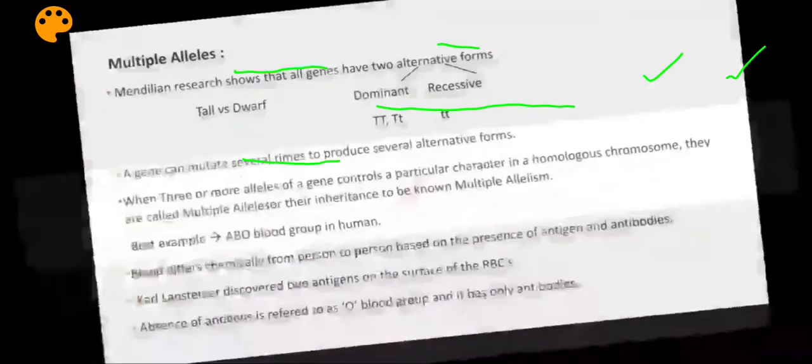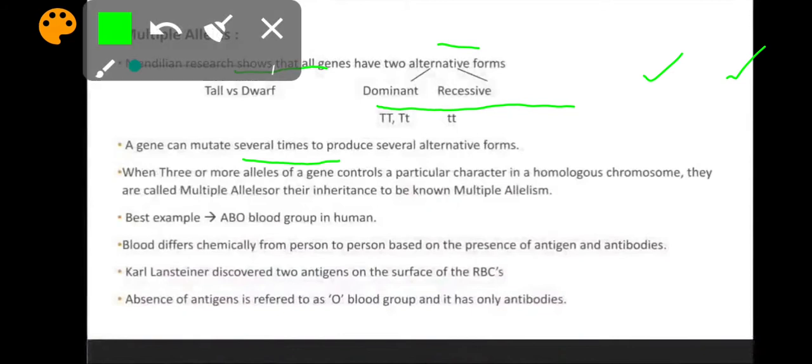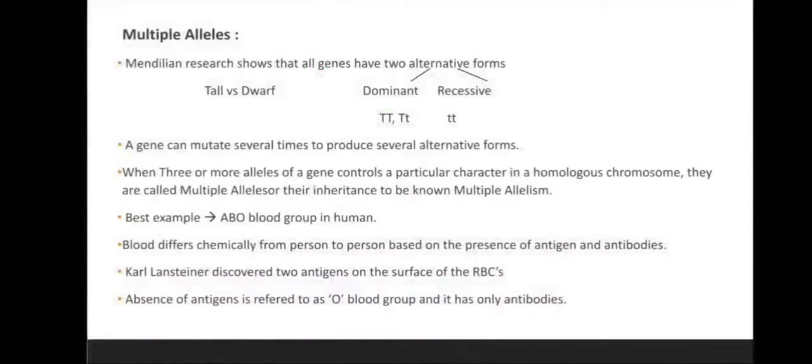Important topic: multiple alleles. In Mendelian research, all the genes have two alternative forms: dominant and recessive. The dominant is mostly represented as the capital form. The recessive is mostly expressed in the homozygous condition. Example: tall versus dwarf. When three or more alleles of a gene control a particular trait on the homologous chromosome, they are called multiple alleles. This kind of inheritance is called multiple allelism.